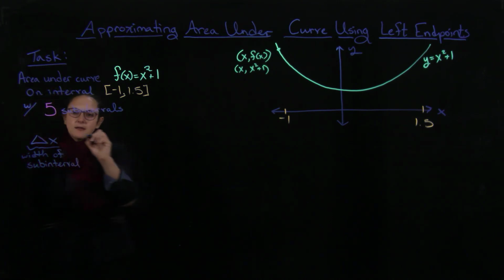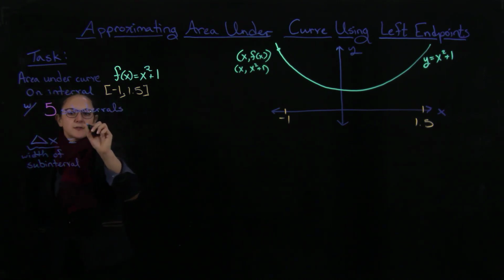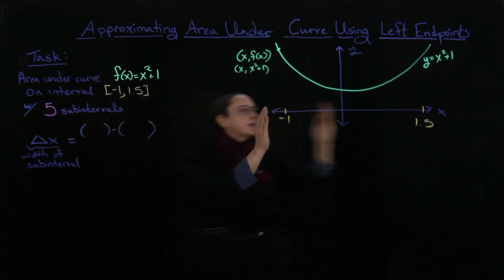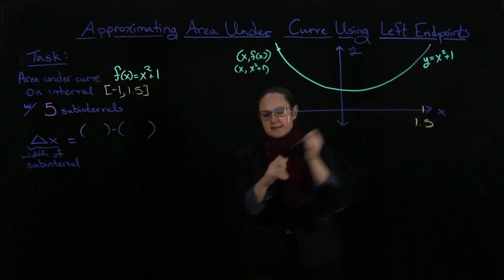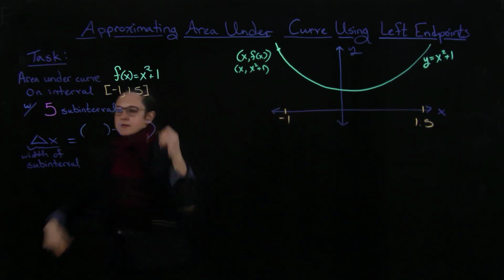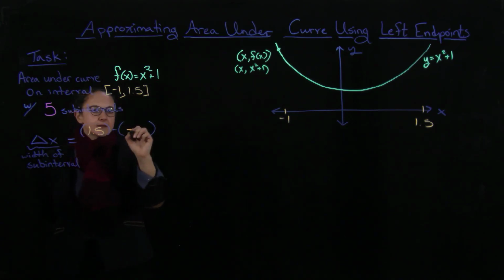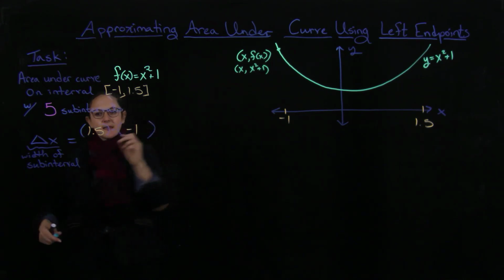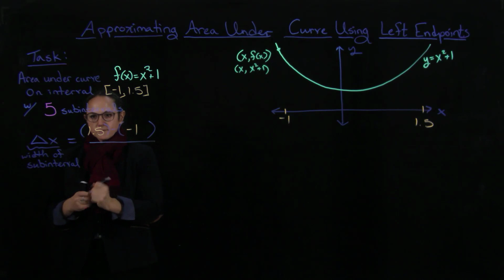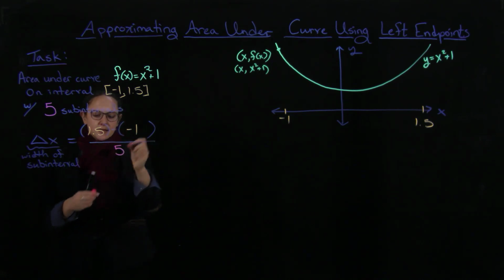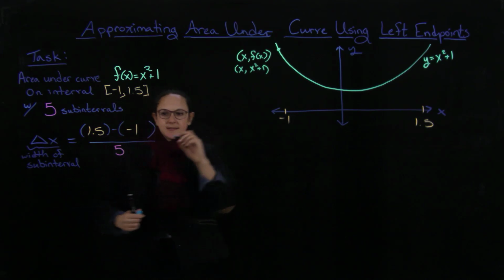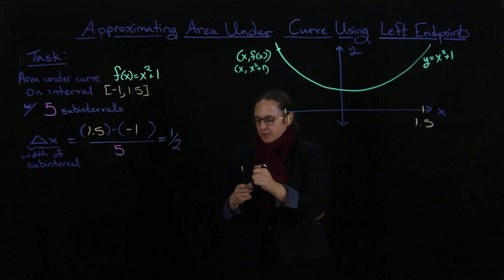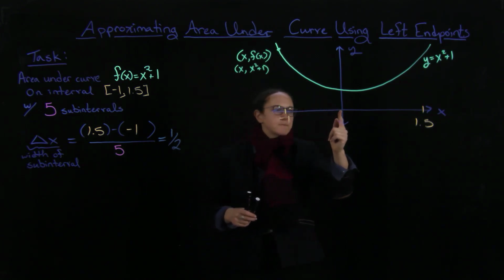So my delta x, which is the width of a subinterval, how do I compute that? Well, I'm going to take the difference between the two endpoints, right? I'm looking for this length here. How do I get that? I take this minus this. Hopefully you've seen that before. So I'm going to take 1.5, minus -1. But I said I wanted to divide it into 5 subintervals, so now I just divide that by 5. And if you take a few seconds to compute that, you should see that that's equal to 1/2 or 0.5.